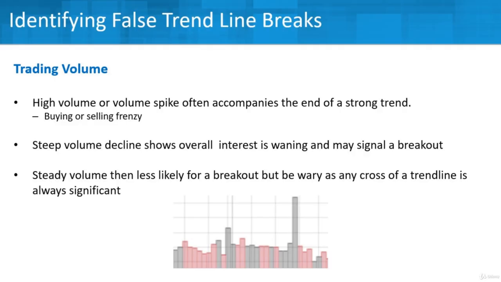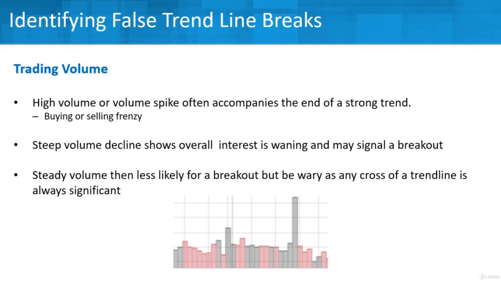A steep volume decline shows that overall interest is waning and may signal a breakout. Right? It hasn't necessarily happened, but it may signal that interest is waning, may signal a breakout. And if there's steady volume, then it's less likely for a breakout. But be wary, as any cross of a trend line is also significant.